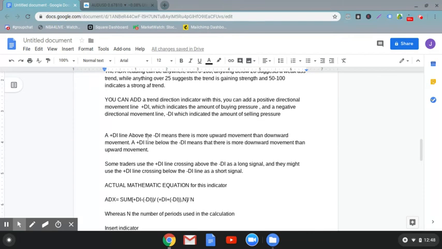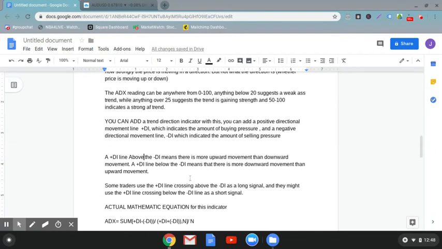Okay, some traders actually go ahead and use this as signals, right? So when the plus DI crosses above the negative, they'll use that to go long, and they might even use the plus DI crossing below the negative DI line as a short signal, okay? And I'm going to show you guys and girls some examples of this.